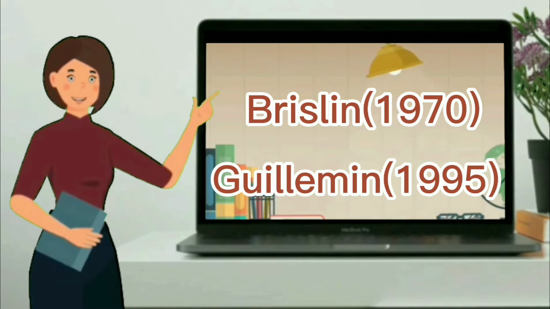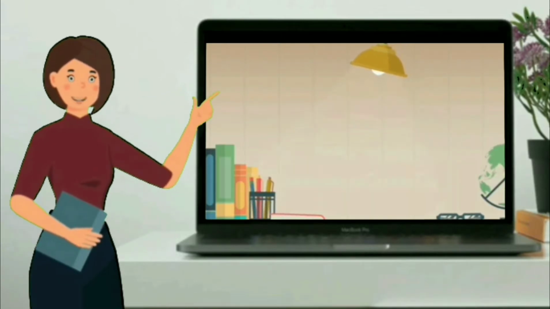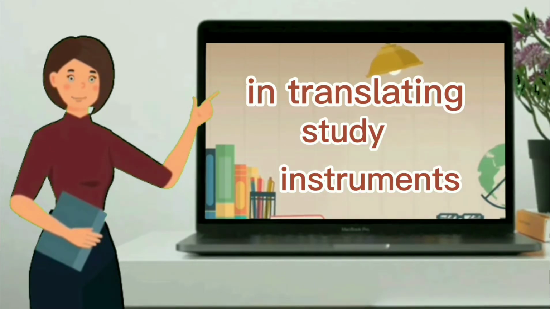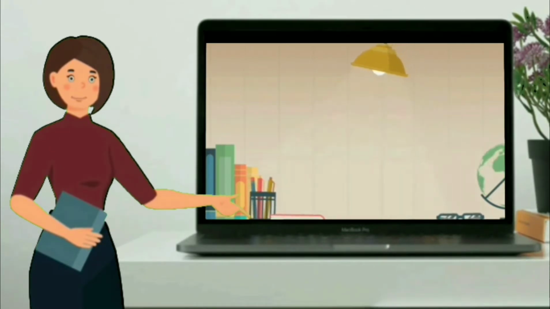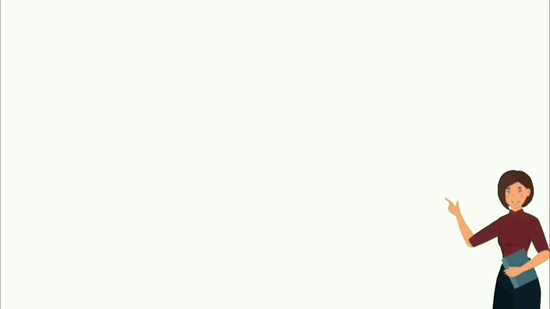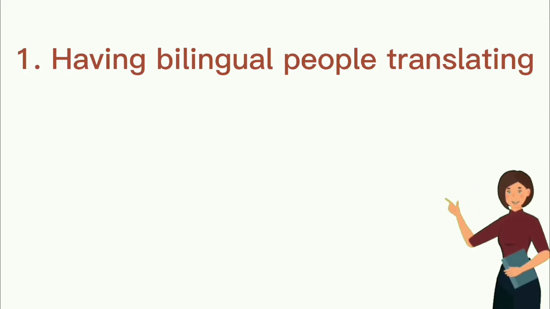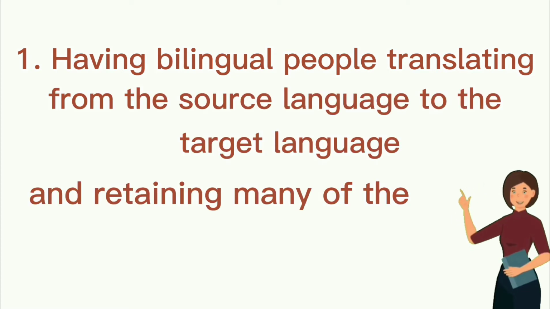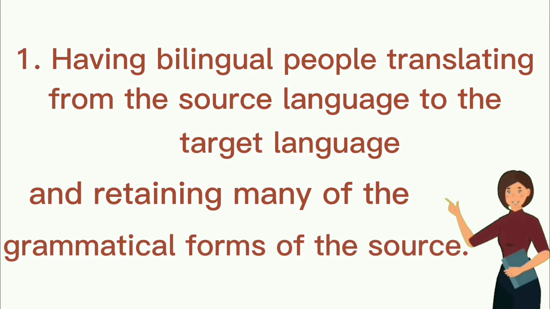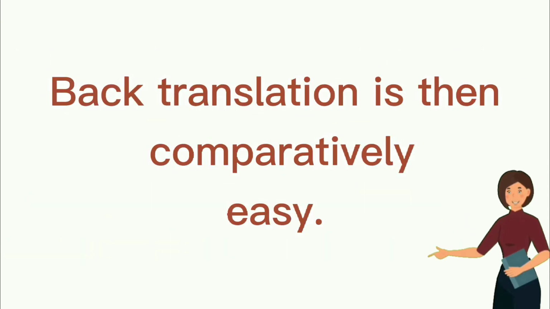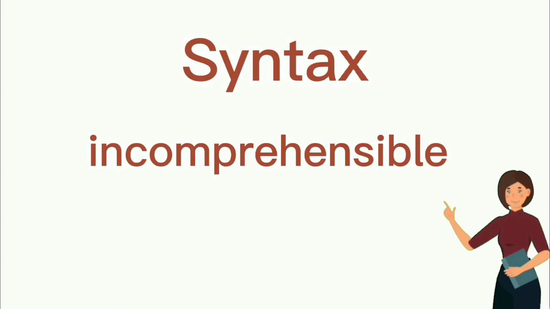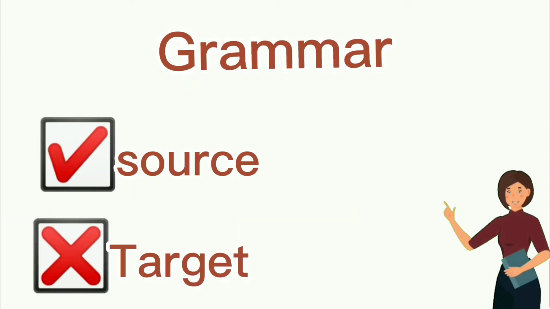Breslin in 1970 and Guillemin in 1995 have noted that some of the problems encountered when translating study instruments from the source language into the target language are a result of, first, having bilingual people translating from the source language to the target language and retaining many of the grammatical forms of the source. Back translation is then comparatively easy, but the syntax used may make the translation incomprehensible for the monolingual target audience because the grammar is that of the source, not the target.